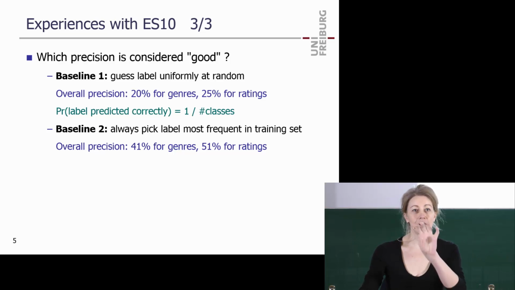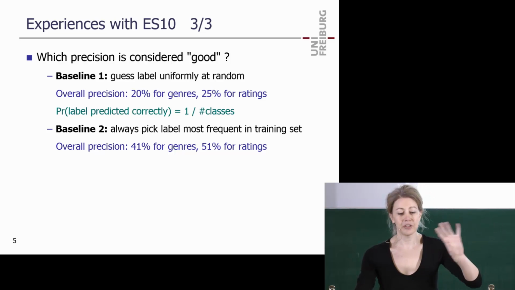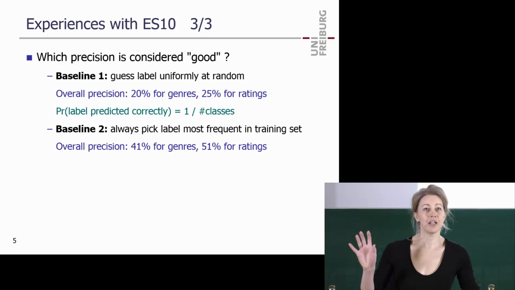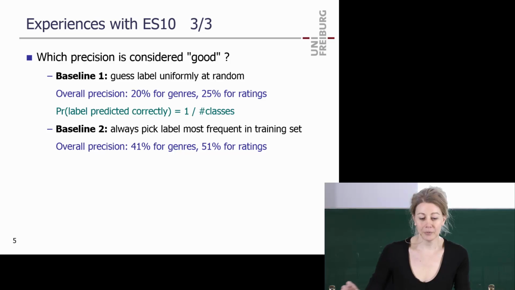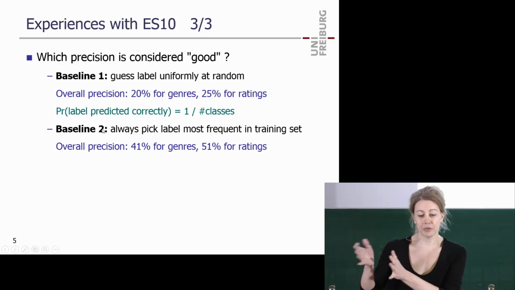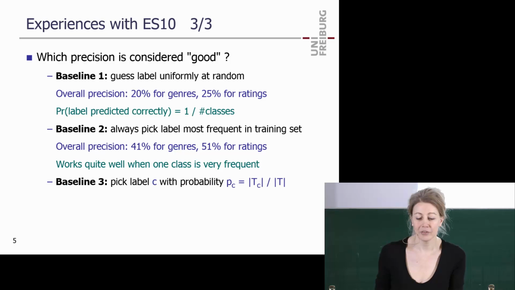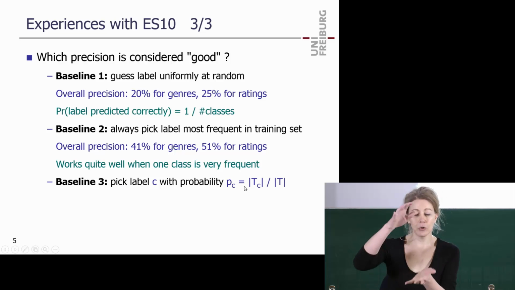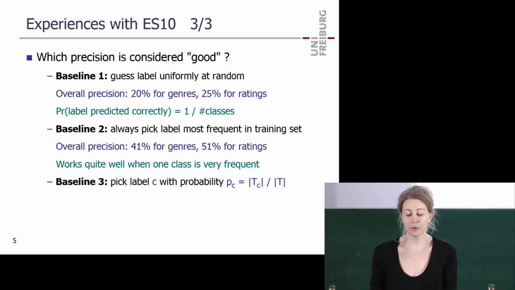If you have a set where 90% are of a particular type, say 90% of the movies in your set are comedies, and you always say comedy, you get 90% correct. So you always have to compare to that baseline. And that's actually pretty frequent, that you have a skewed distribution. So it works really well when one class is very frequent. Here it's not very, but somewhat. You might also wonder whether that's a good baseline. You know the distribution in the training set. I have so many percent this and so many percent this.